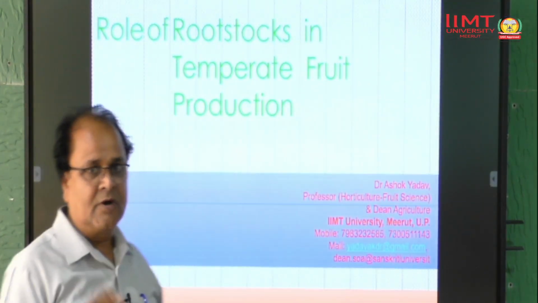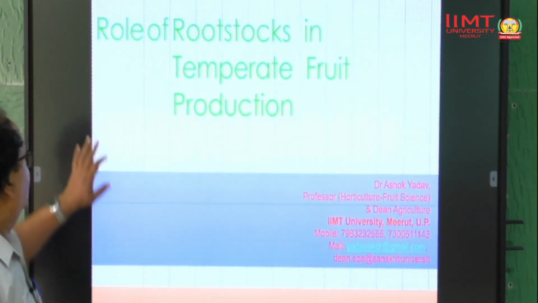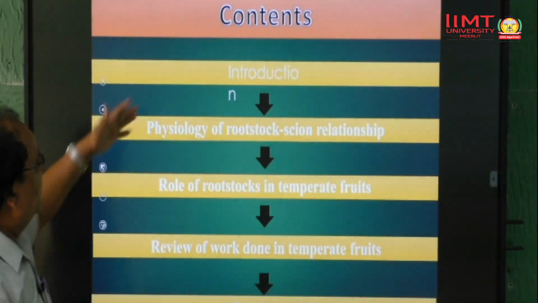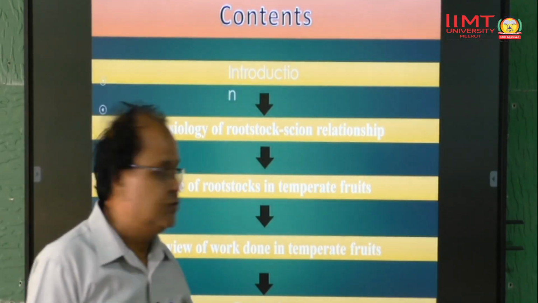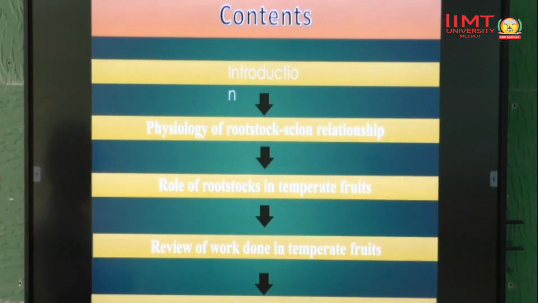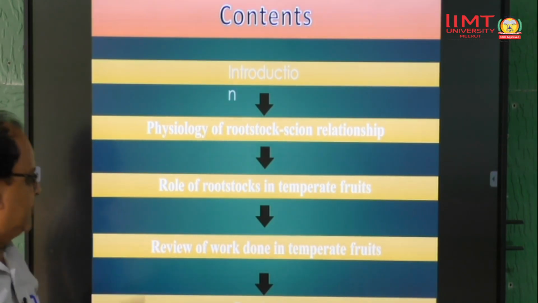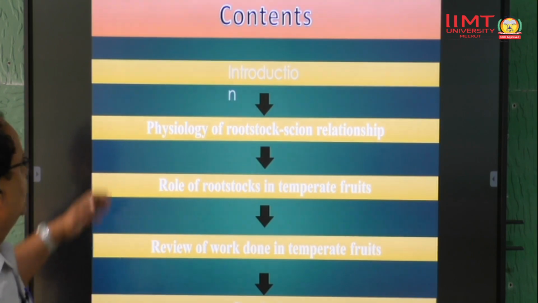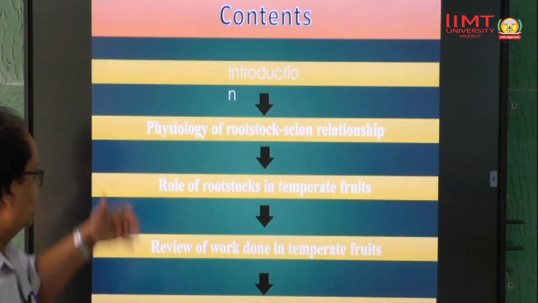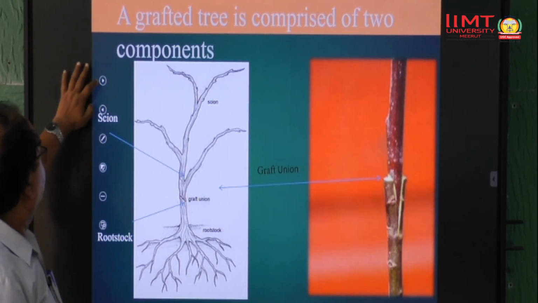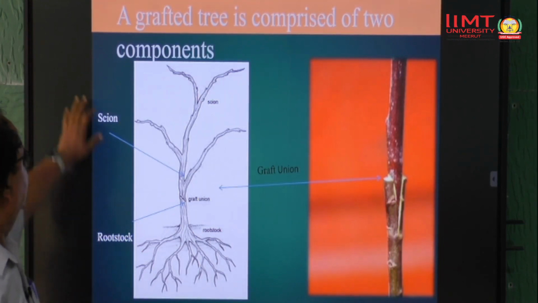Let us look at the next slide. The outline covers the introduction of the rootstock, the physiology of the rootstock, the rootstock-scion relationship, the role of rootstock in temperate fruits, a review of work done on temperate fruit production, and the conclusion. So these are all the concepts, and we will now run the PPT.